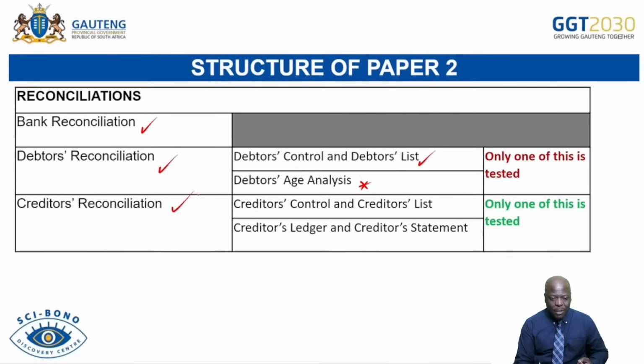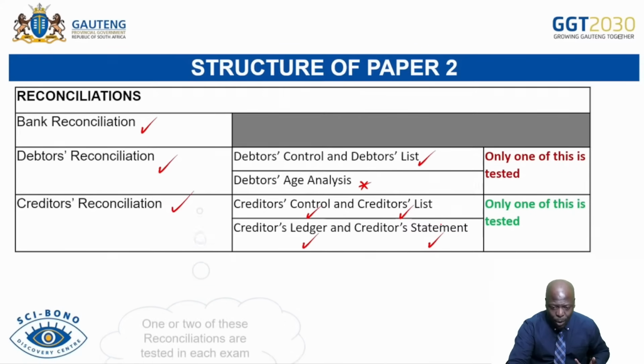Creditors reconciliation. You will recall that we covered this in two different ways. The first one, we looked at the creditors control against the creditors list. We covered this one and we had lessons on this one. And we also covered the creditors ledger and the creditors statement. This was covered in these lessons as well.